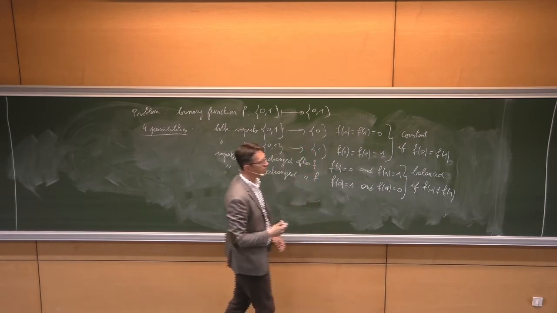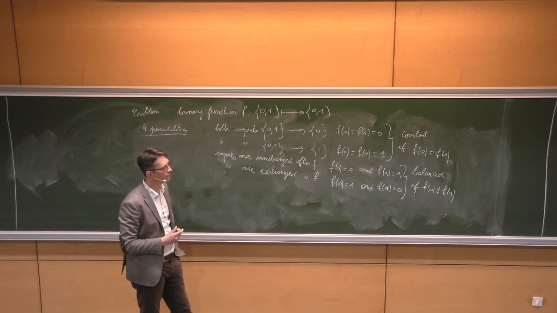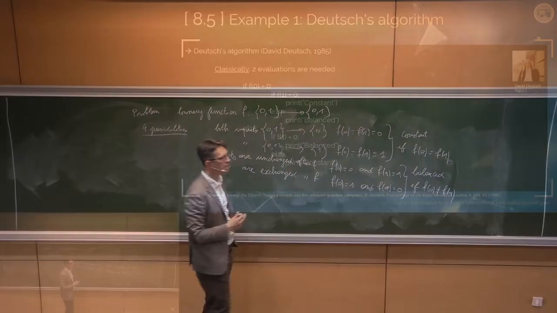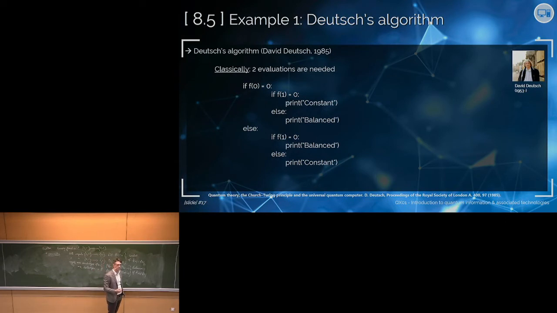Or if f0 is 1, then if f1 is 0, then you're balanced, because it's the opposite. But if f1 is 1, then both f0 and f1 are 1, so we are in a constant case. So that means you need two queries. You need at the very least this one and this one, or this one and this one. Or, if you find the other case, this one and this one. But you need two of them.